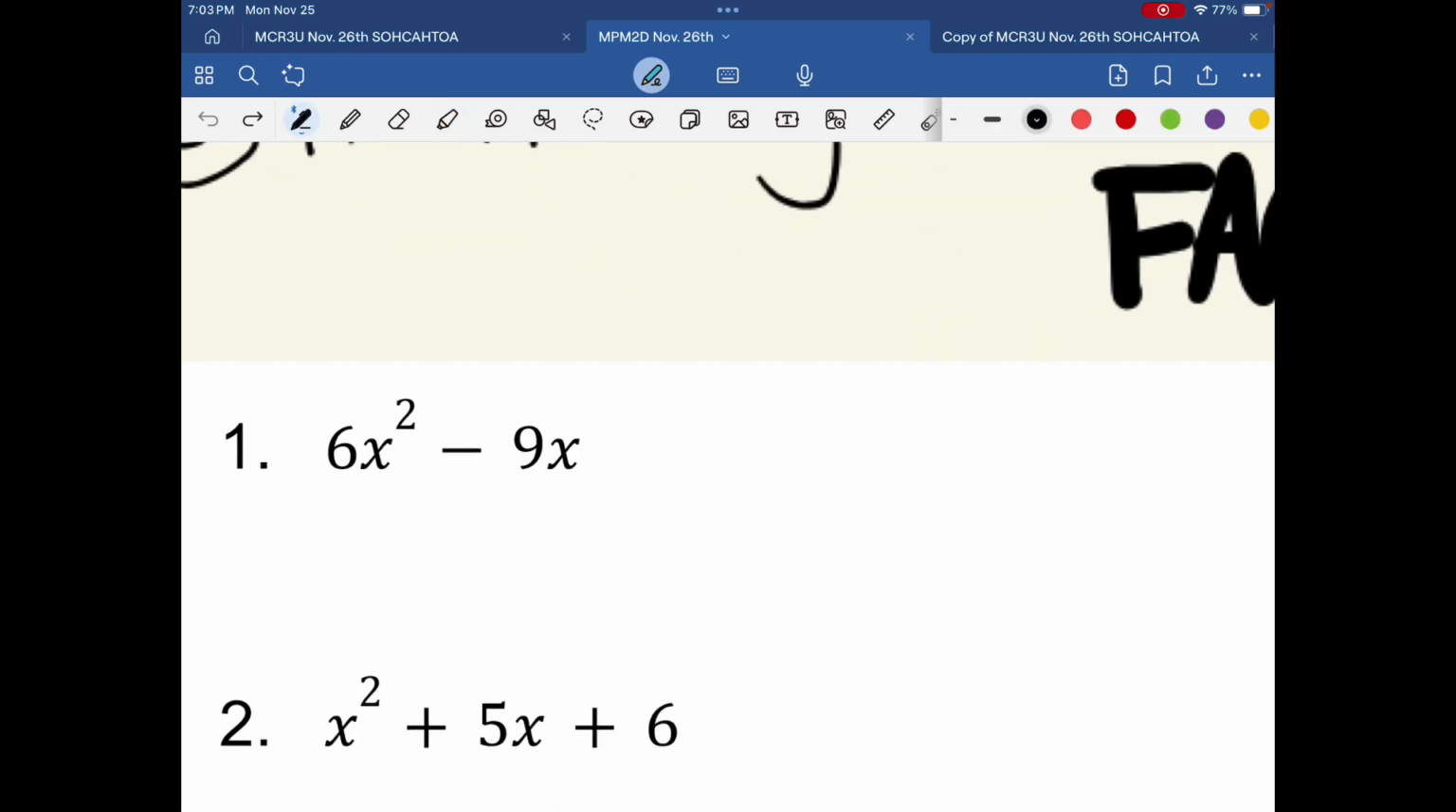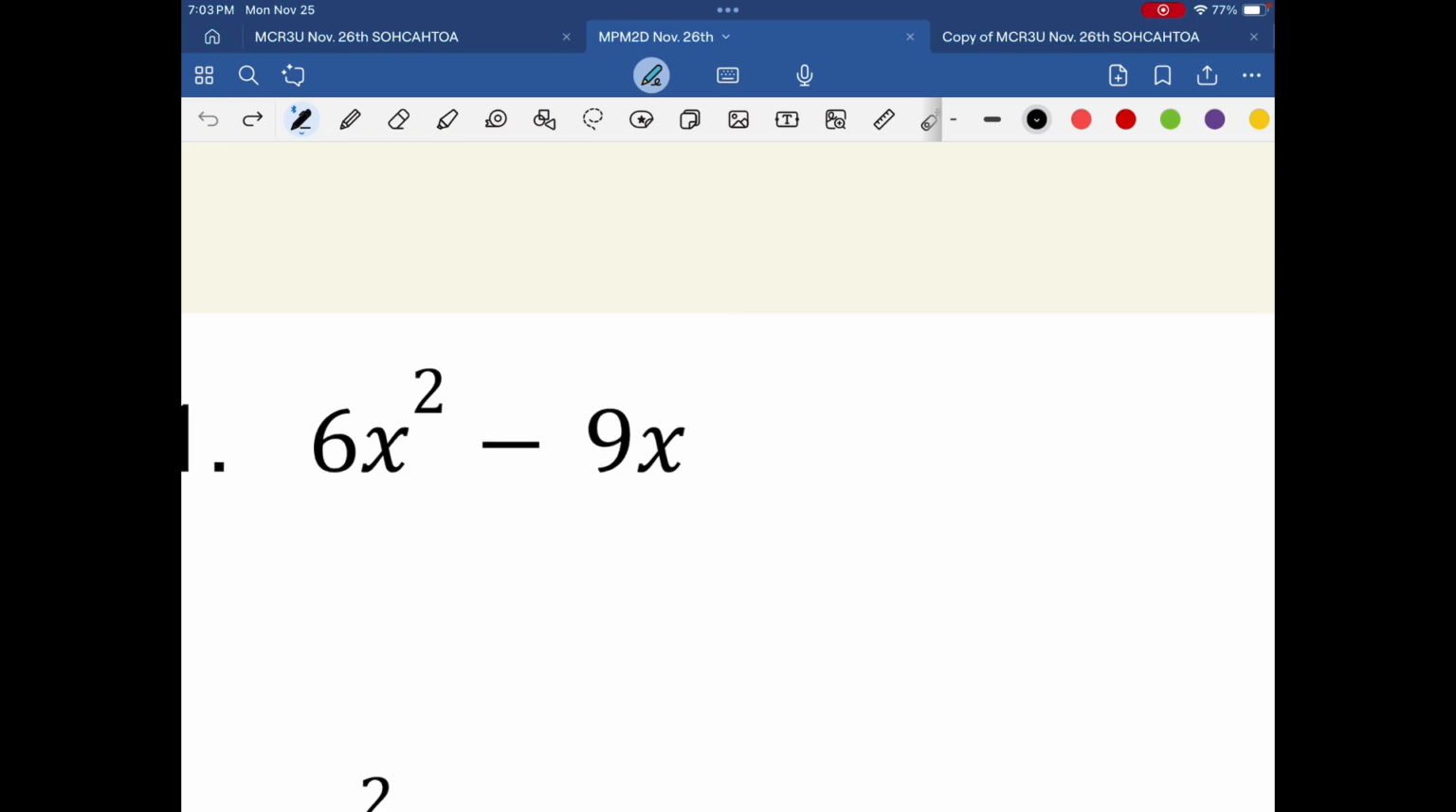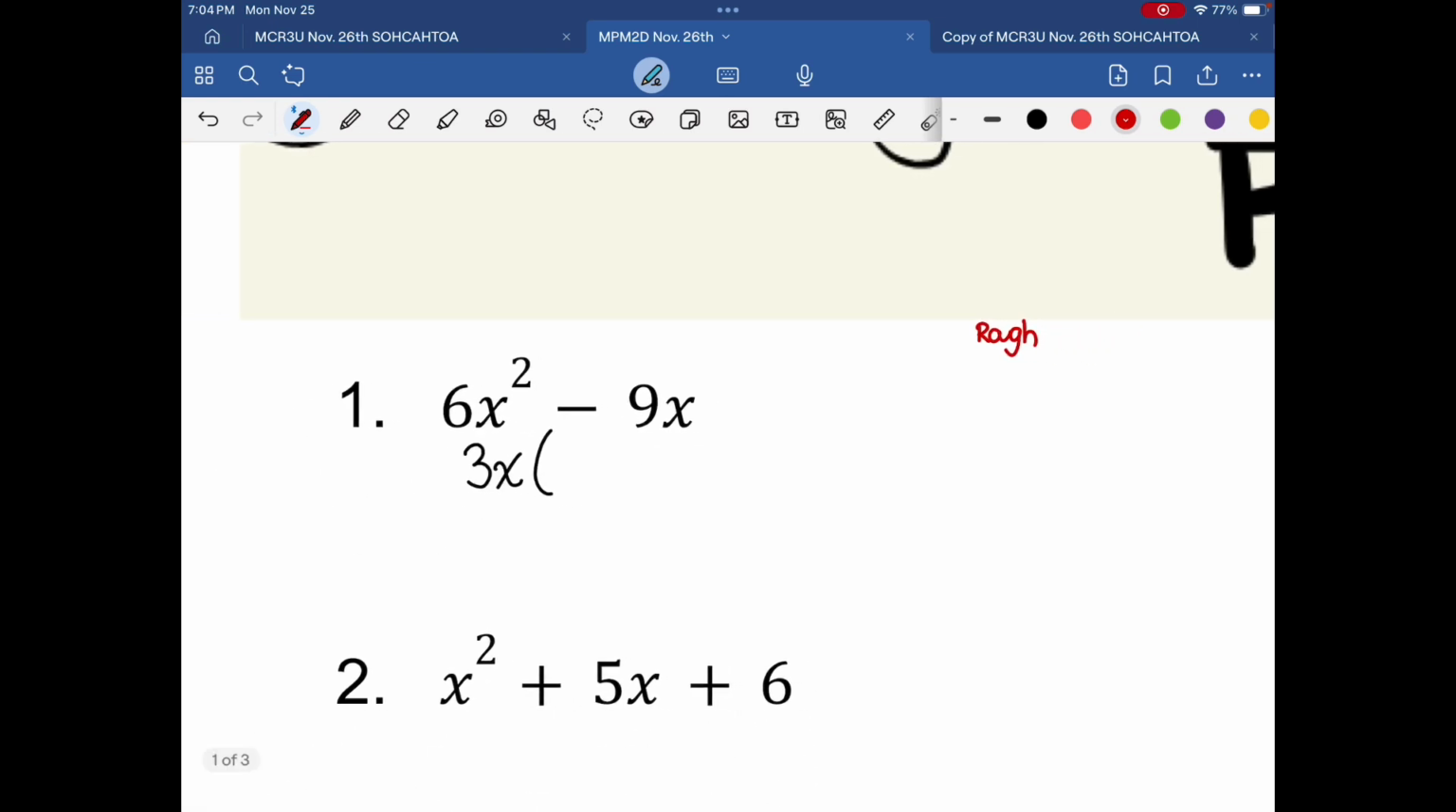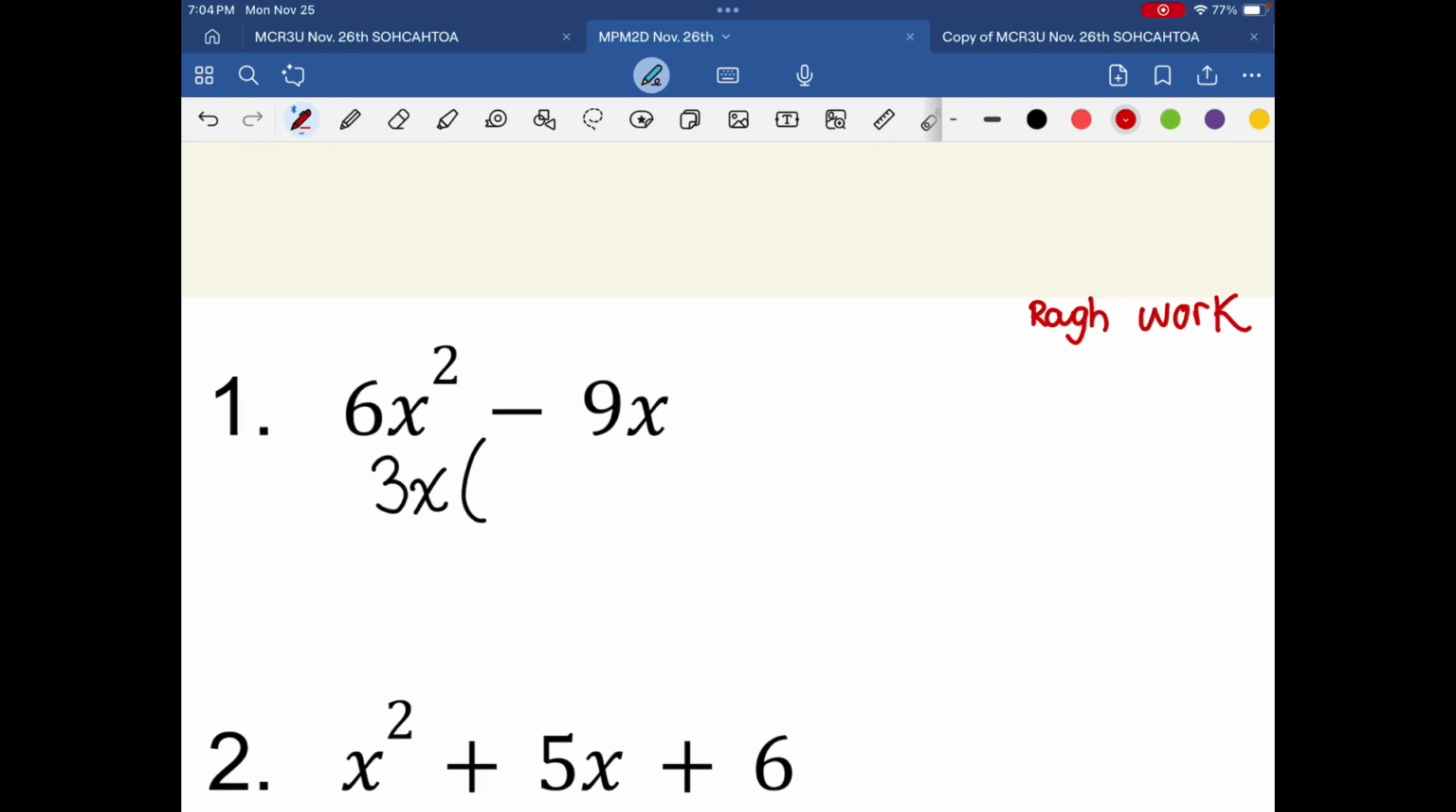Is there a common GCF that 6x squared and negative 9x share? I'll give you a moment to think about it. Hopefully you all got the same answer. They all have 3x in common. So let me do some rough work on the side to make sure you know what I'm talking about.